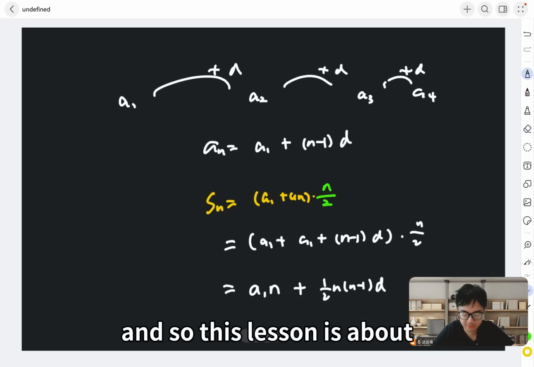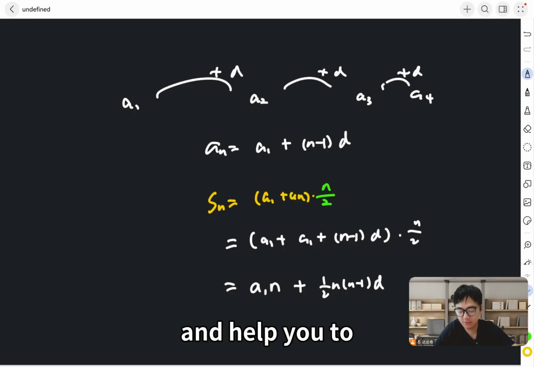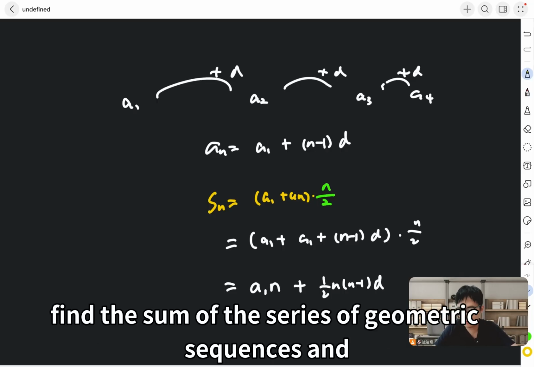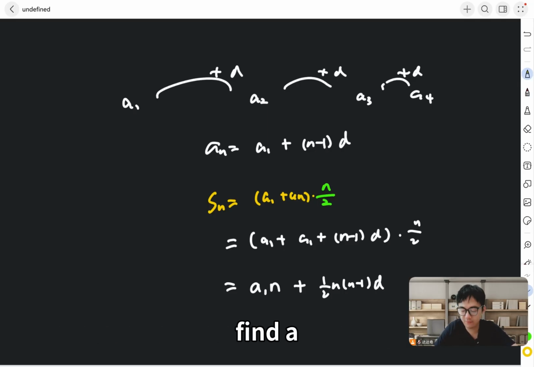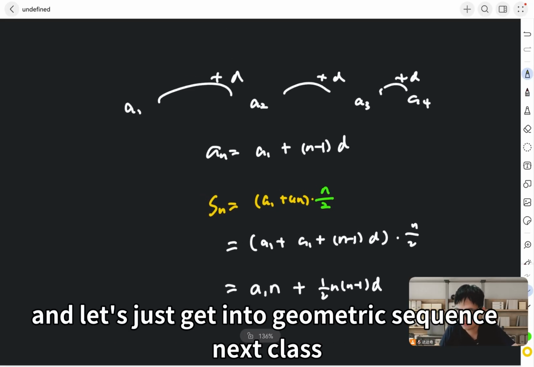And so this lesson is about introducing you to the basic sequences and helping you to find the sum of the series of arithmetic sequences and find a certain term of it. And hoping you can learn as well. And let's just get into geometric sequences next class.